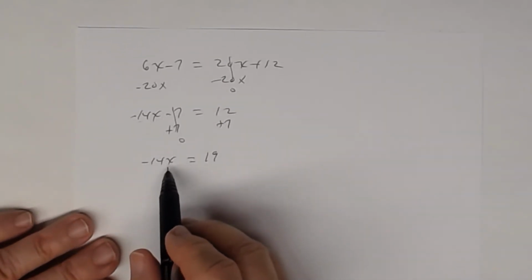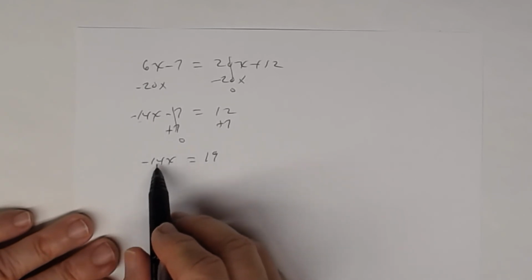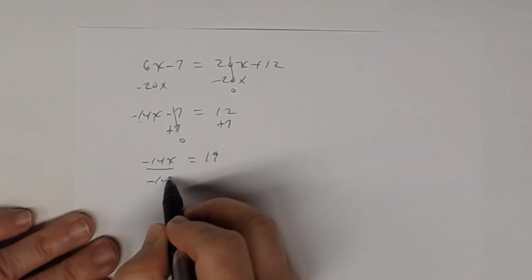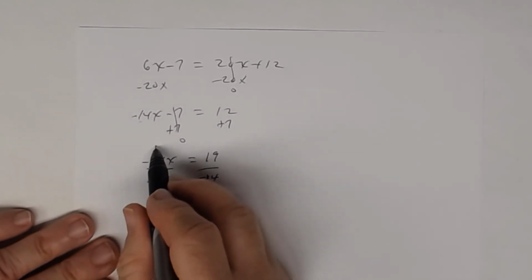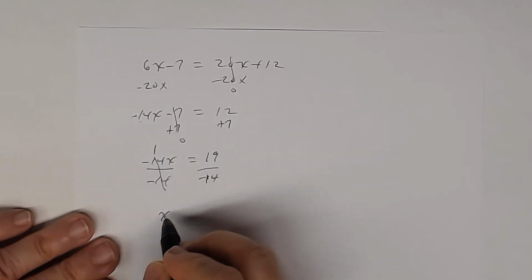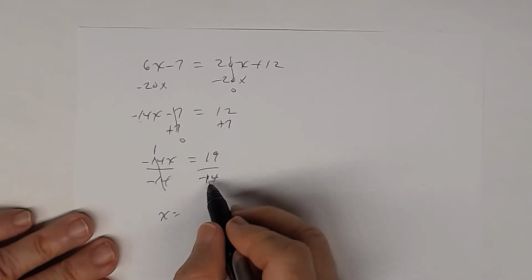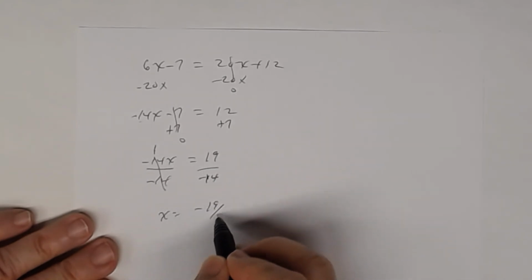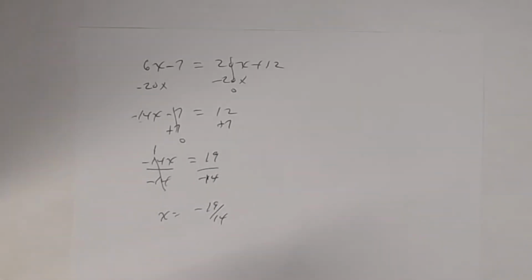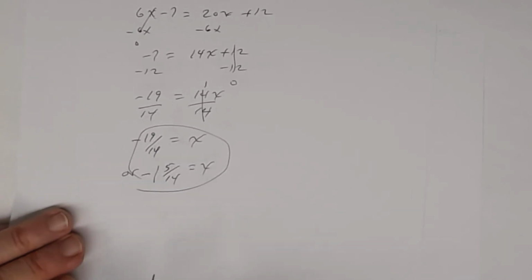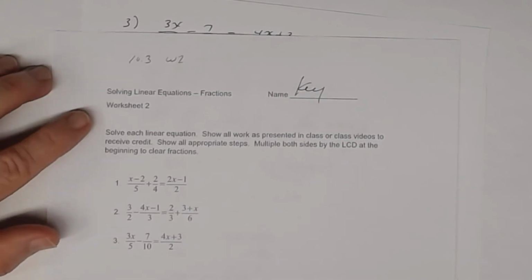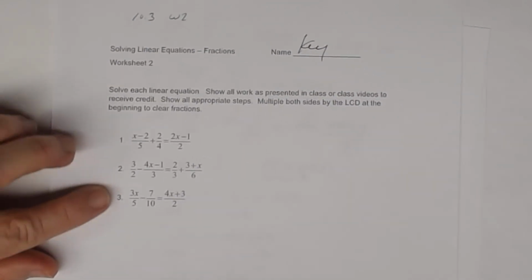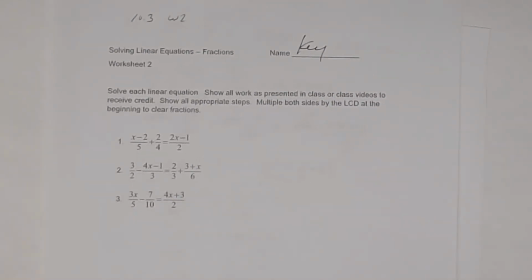Now I've got to get x by itself, so right now I'm multiplying by negative 14. The opposite is divide by negative 14. Negative 14 divided by negative 14 is 1. 1 times x is x, equal, and remember a positive divided by negative is a negative. So I get negative 19/14, which is the same thing we got here. Okay? All right, so that is the key. So that's the key to this worksheet where you had to solve each of those equations that contained fractions.